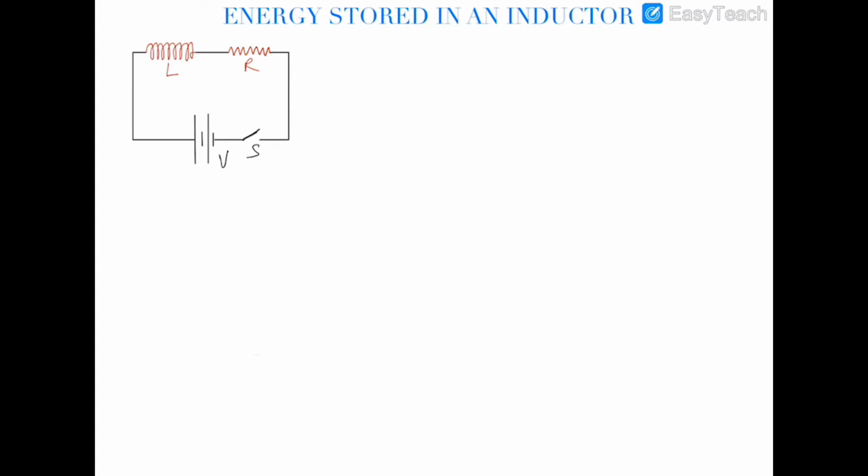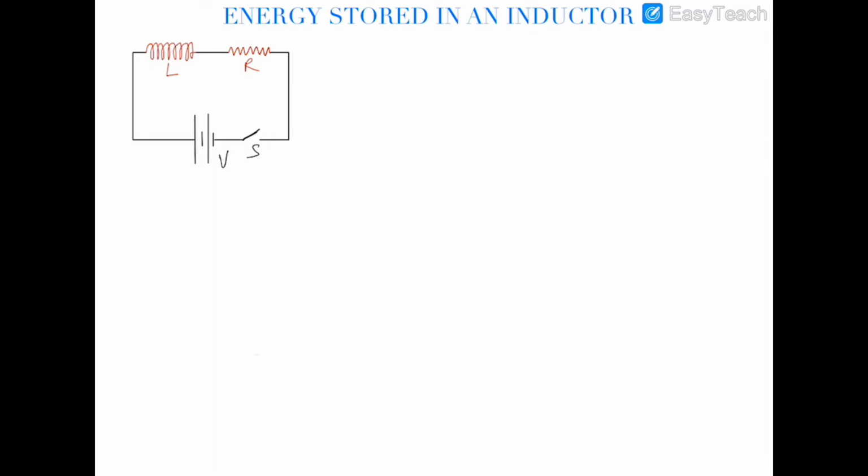Now this resistance R is not connected externally. In fact, this resistance R is the internal resistance of this inductor. We all know that any inductor is formed of a conducting wire, and a conducting wire has some ohmic resistance in it. So this R is the internal resistance of the inductor, but we are drawing it apart from the inductor in the circuit because it has a very important role to play in this circuit.